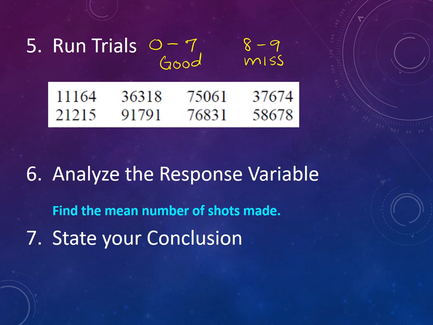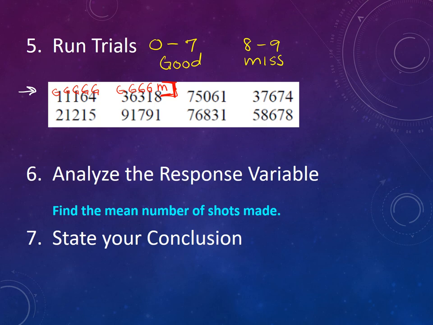We typically start on one end. We work left to right. You can stop anywhere you want and then pick up again on the next level, or you can just keep going. So what we're going to do is we're going to start with this number, and we are going to record the number of good shots we have until we've hit a miss. So again, 0 through 7 is good. So good, good, good, good, good, good, good, good, good, and there's my miss. So that is the end of my first trial.